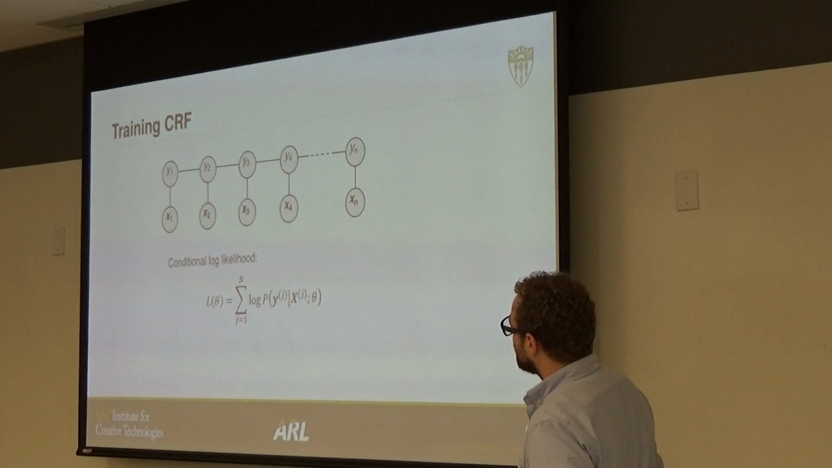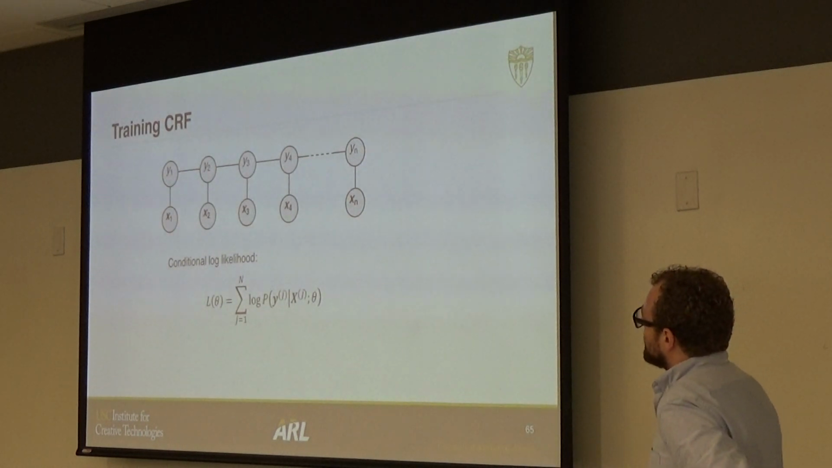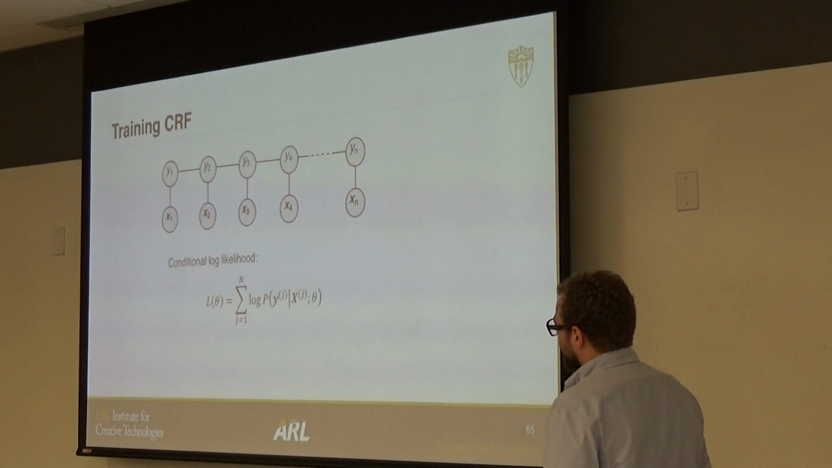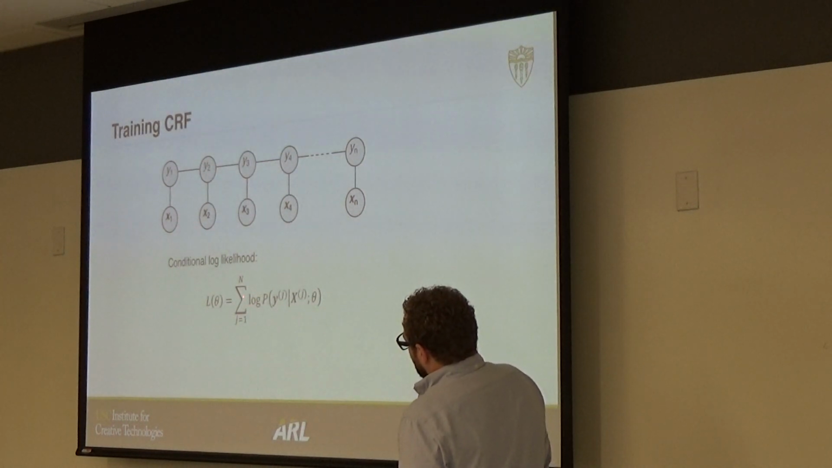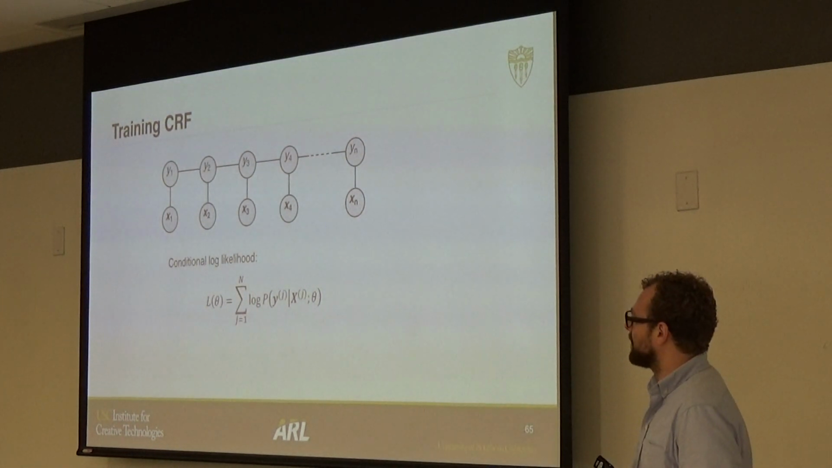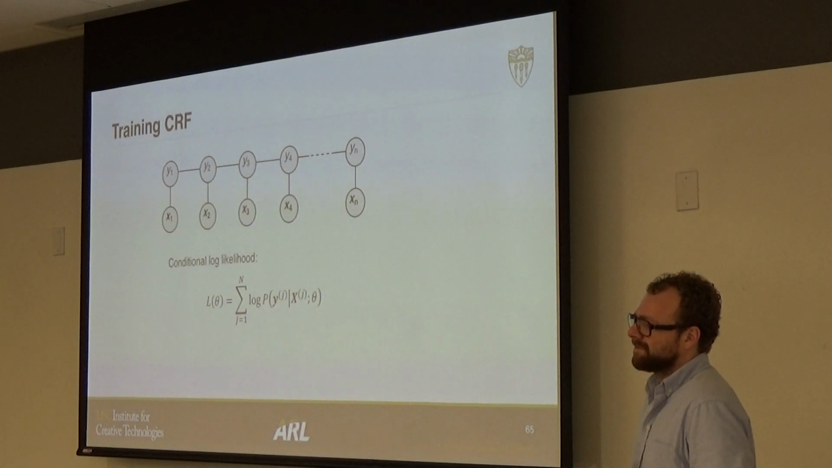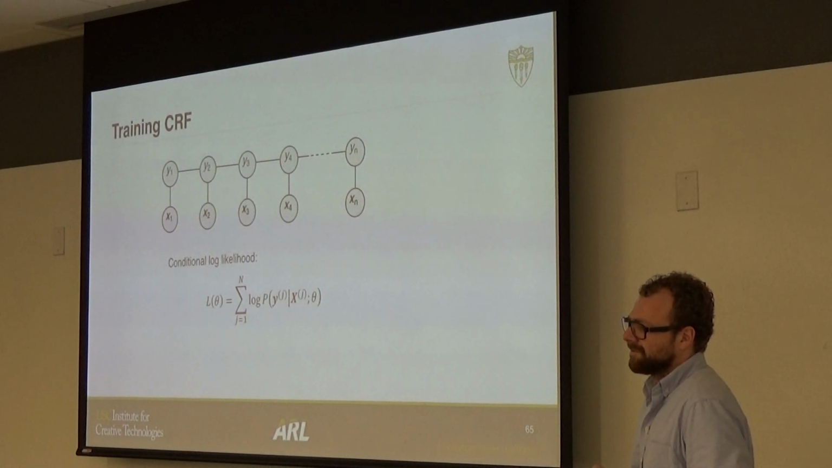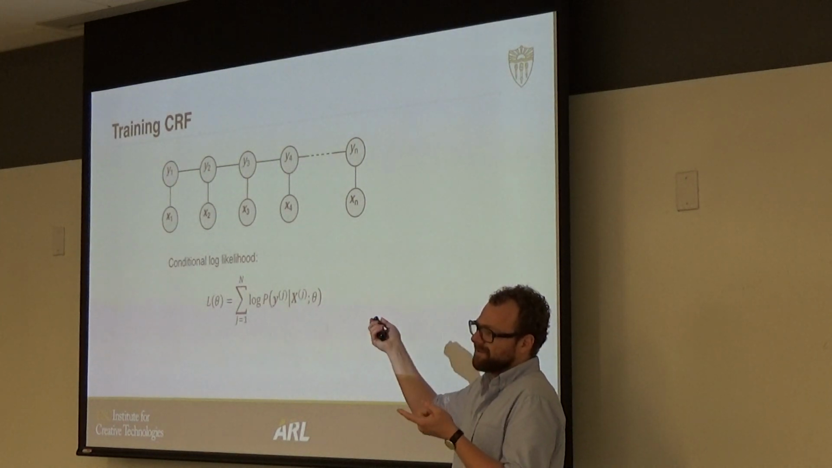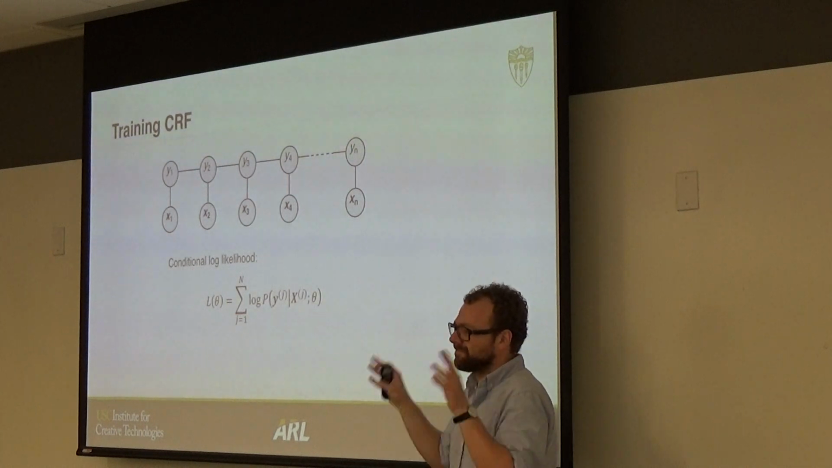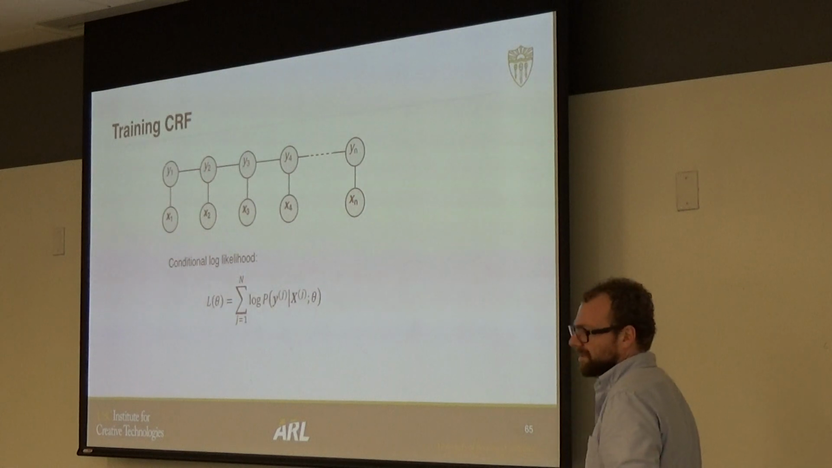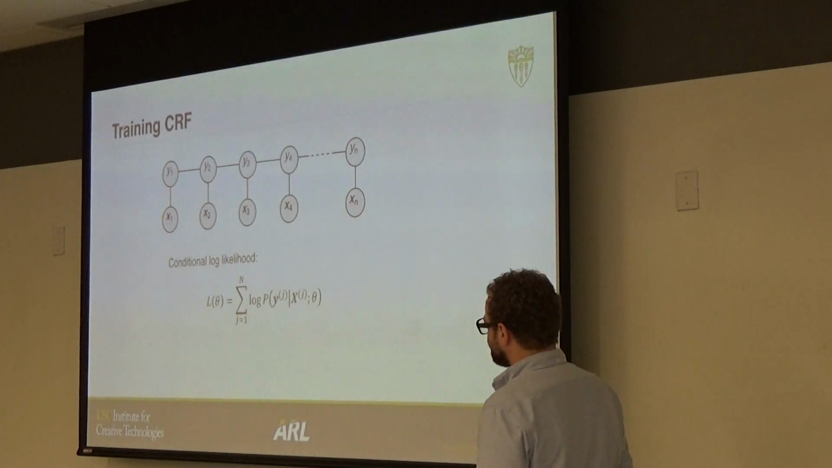For training these CRF models, we want to compute this conditional log likelihood. Why do we do a log? Probabilities are very small, so that could be one reason, but also because we have an exponent in there, so if we do a log, we can get rid of that and make a sum out of it instead of a product. That makes it a little easier to handle.